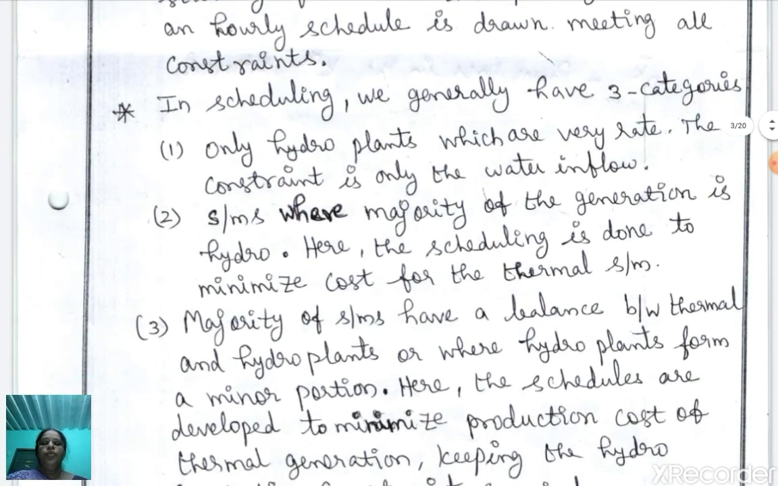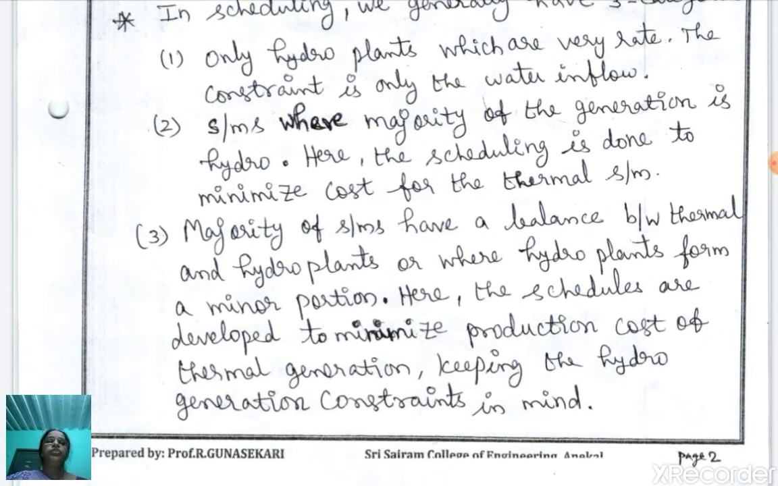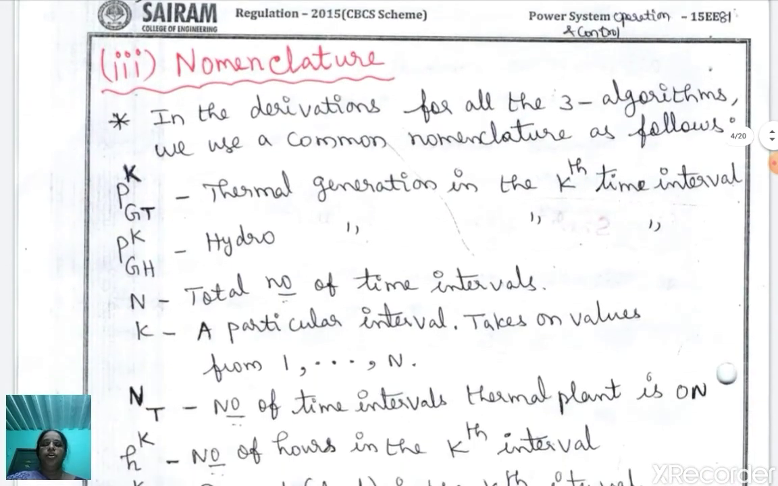The first one has only hydro plants, where the constraint is only the water inflow. The second is power systems where the majority of the generation is hydro. Here the scheduling is done to minimize cost for the thermal system. The third is the majority of power systems, which have a balance between thermal and hydro power plants, or where hydro plants form a minor portion. Here, the schedules are developed to minimize the production cost of the thermal generation, keeping the hydro generation constraints in mind.